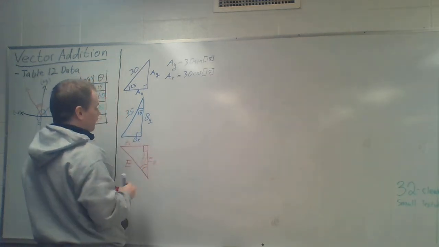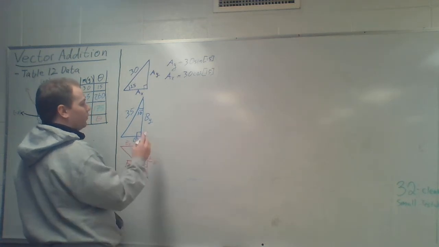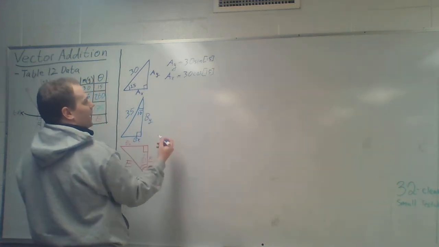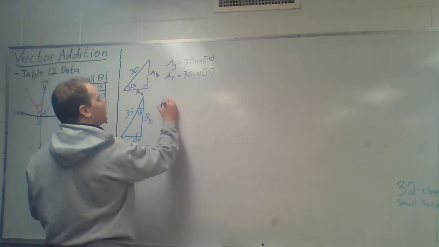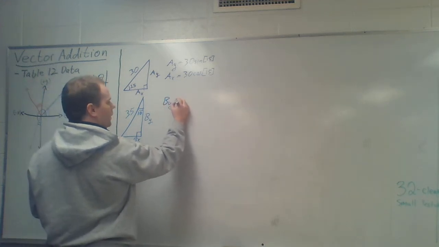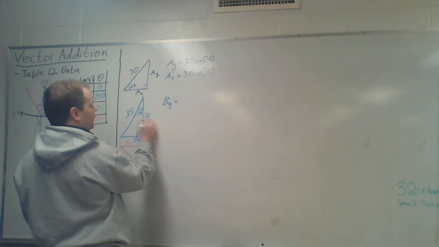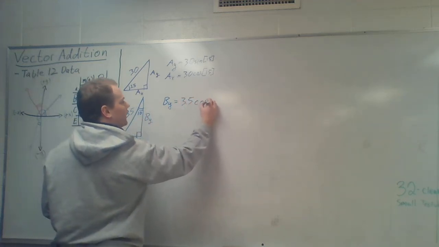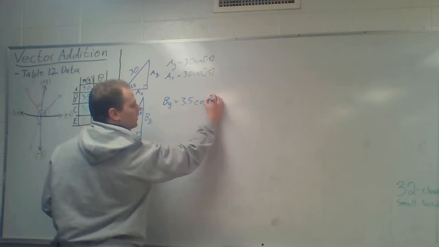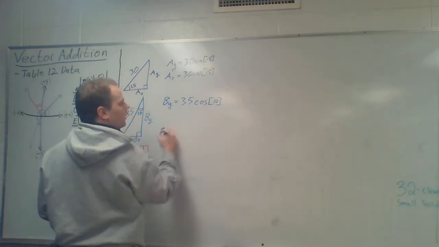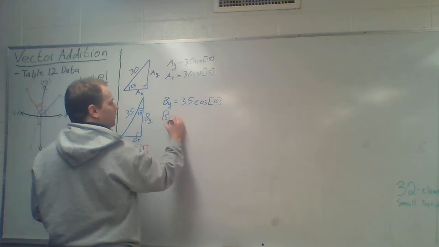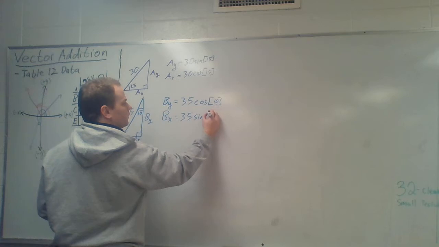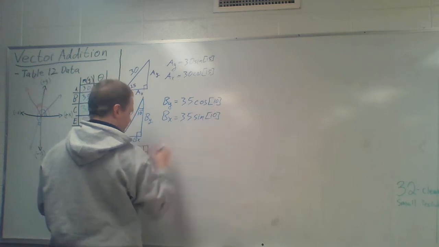Then for angle B, or for triangle B, vector B, our opposite is actually going to be bx. So by is adjacent, so it's going to be 35 cosine of the known 10, and bx is going to be 35 sine of 10.